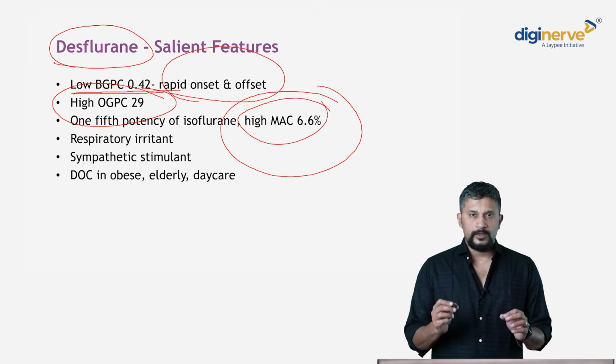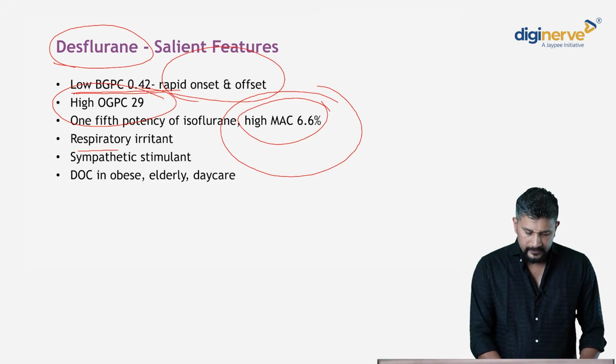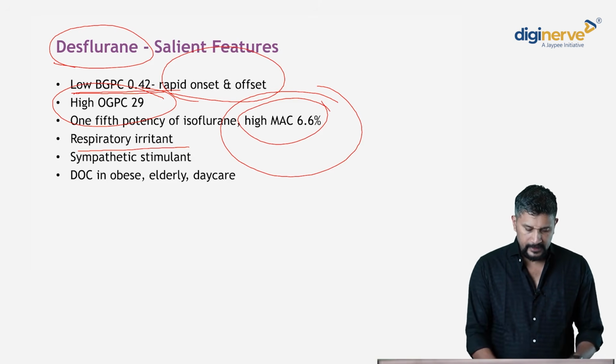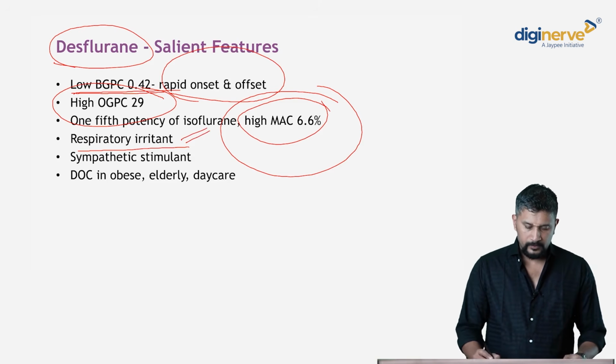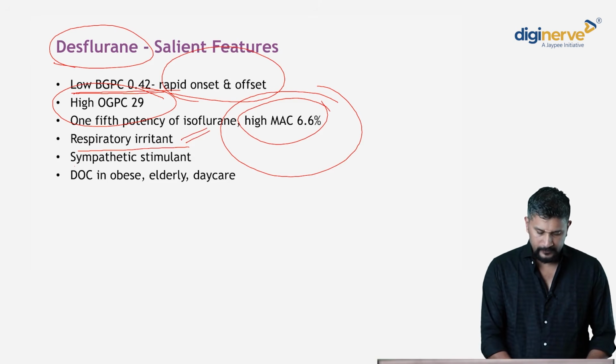This is almost one-fifth the potency of isoflurane. Other important things we need to remember is that it acts as a respiratory irritant, and therefore you can have a bronchospastic episode if you induce the patient with desflurane.